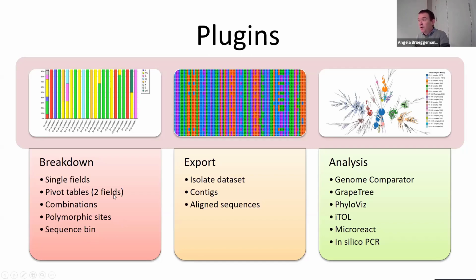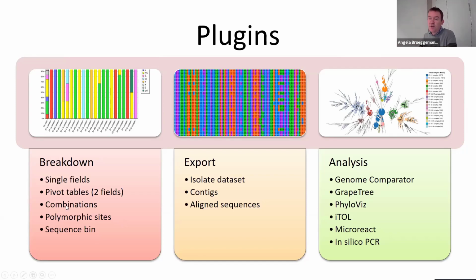You can do a two-field breakdown. So this is analogous to an Excel pivot table. So if you wanted to look at how capsule group breaks down against clonal complex, then you can get that out as a table with clonal complex down one side, capsule group down the other. Your numbers, so that's very useful for looking at trends.